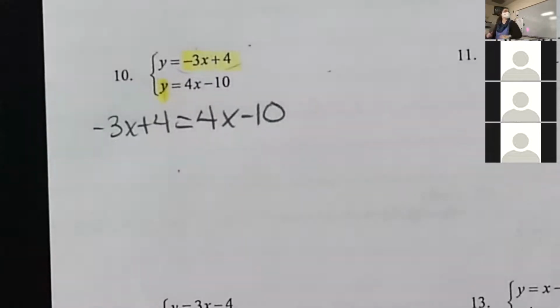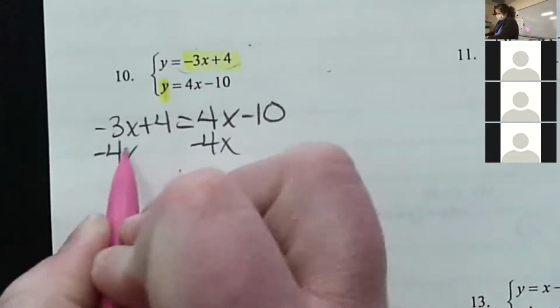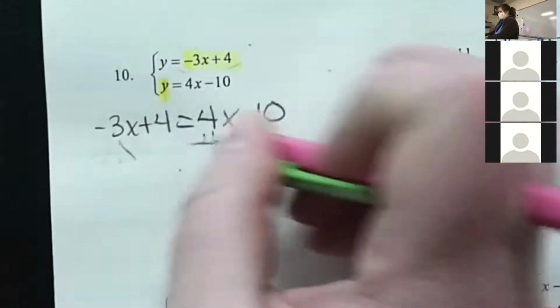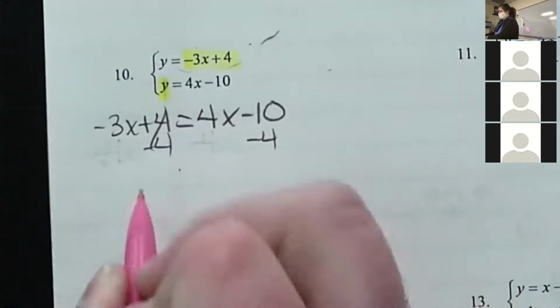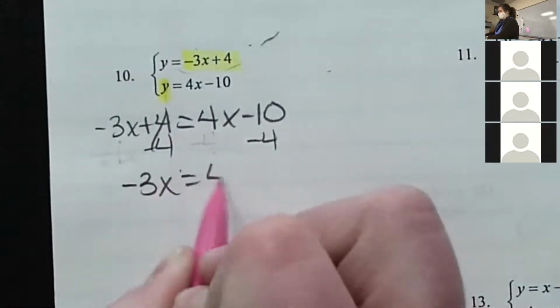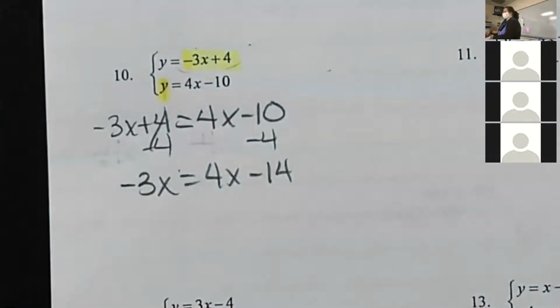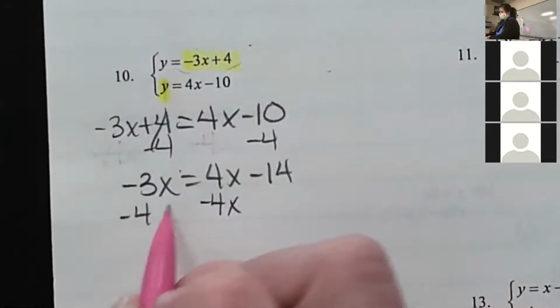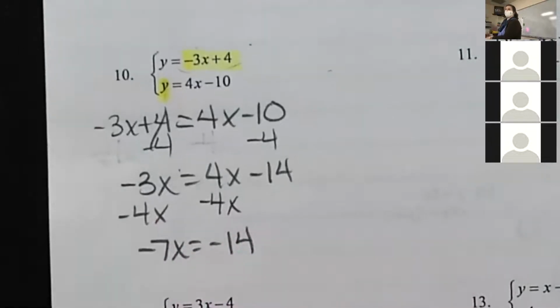Yeah, how do I do that? You want to minus the 4x? Sure, that works. Oh, the plain 4? Okay, doesn't matter. There's more than one way to do it. Okay, so I have -3x equals 4x minus 14. Now what? Now minus that 4x, sure, why not? So that's -7x equals -14.